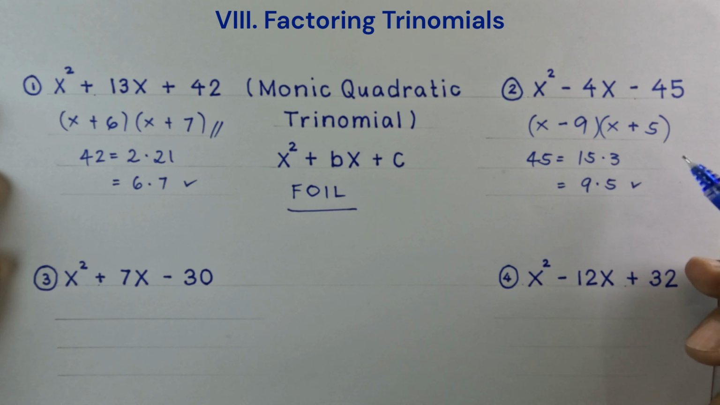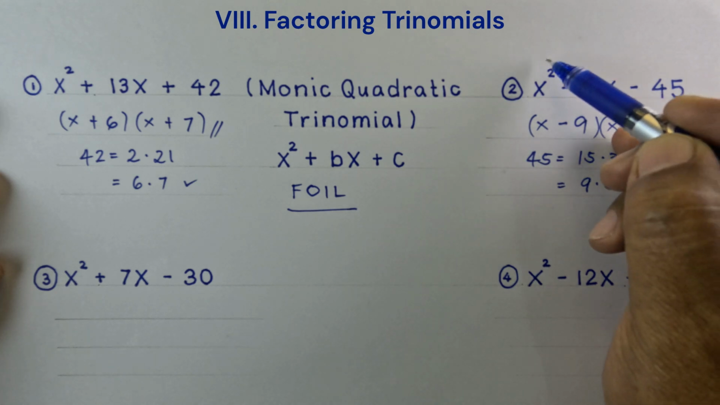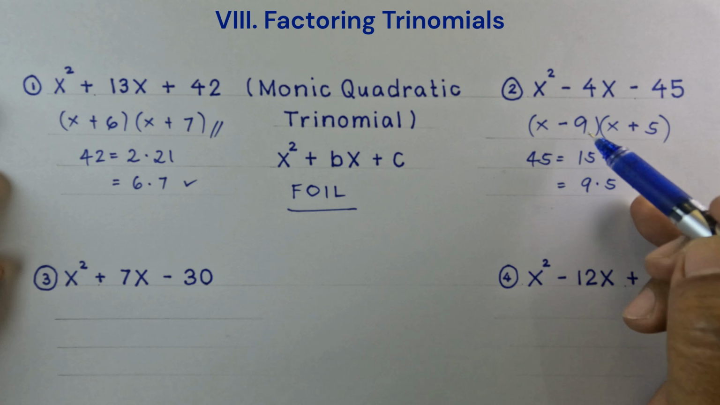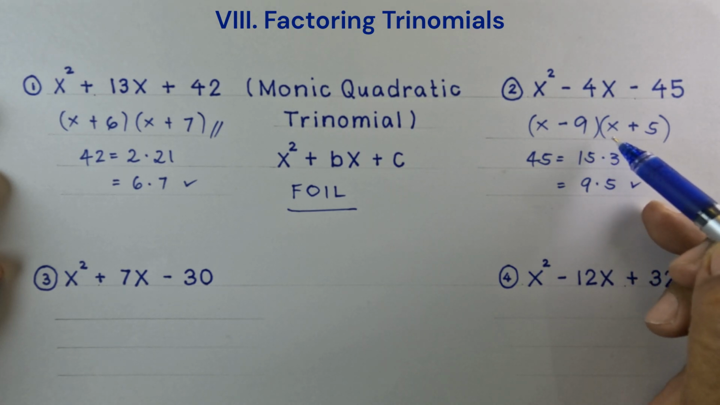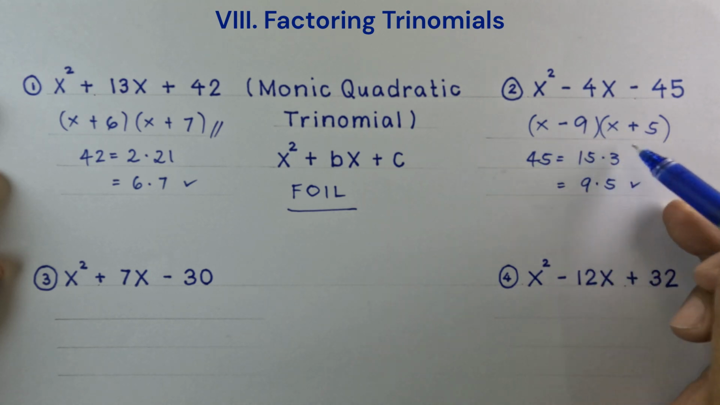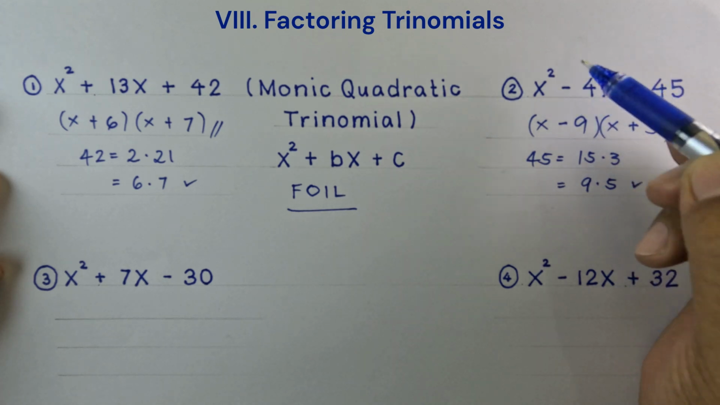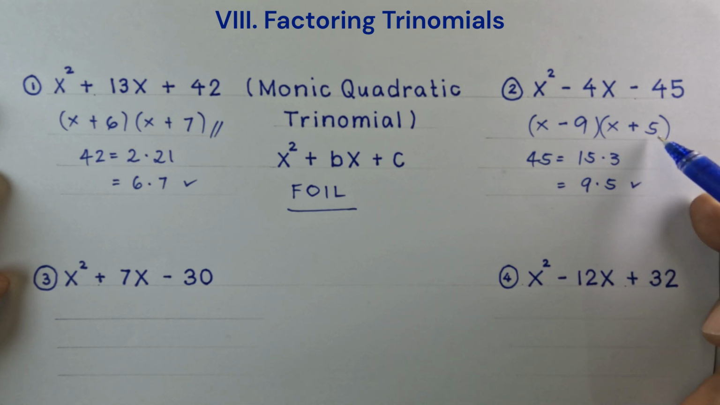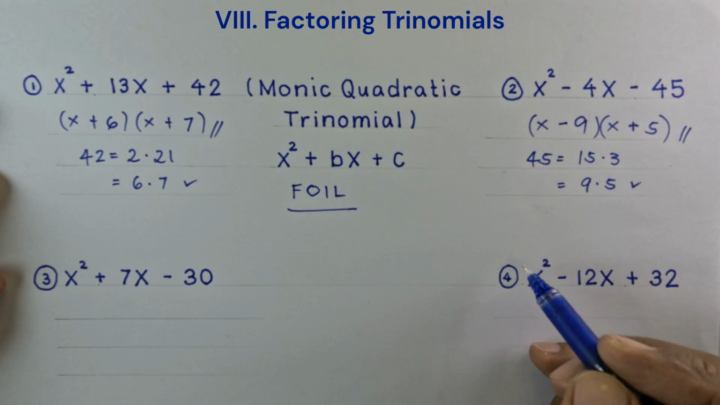So let's check if this factoring is correct. X times x is x squared. X times 5 is 5x. Minus 9 times x is minus 9x. Minus 9x plus 5x is minus 4x. So it satisfies the middle term. Negative 9 times 5 is negative 45. And therefore, this factoring is correct.